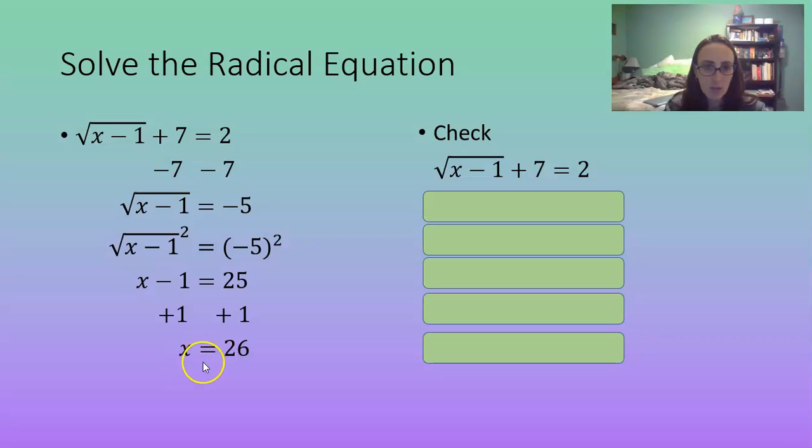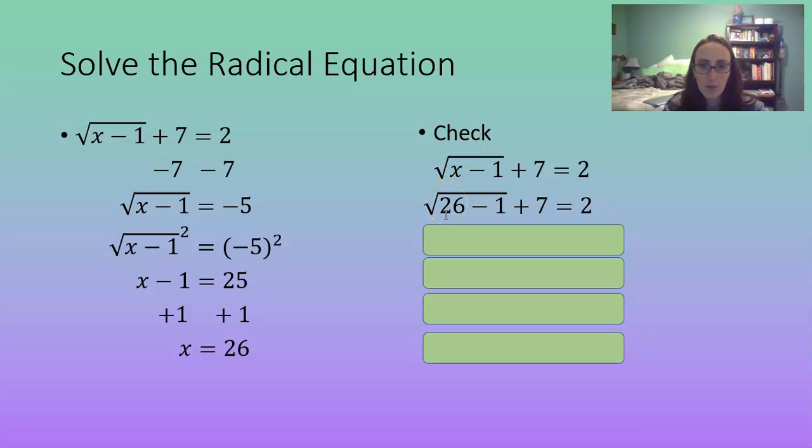Anytime I have a solution when I'm solving a radical equation, I have to check my solution to make sure that this value that I get actually does work. Sometimes it will not. So going in, I'm going back to my original equation, and I'm going to substitute in this x that I found. I found x to be 26, so I substitute 26 in for x.